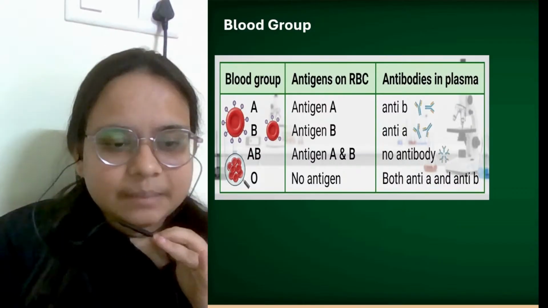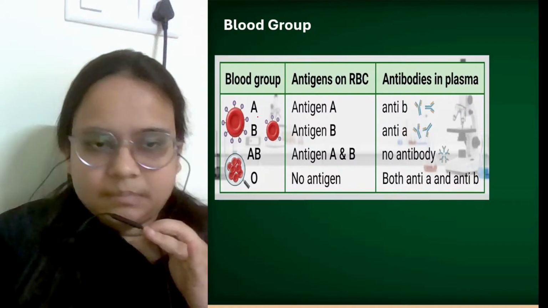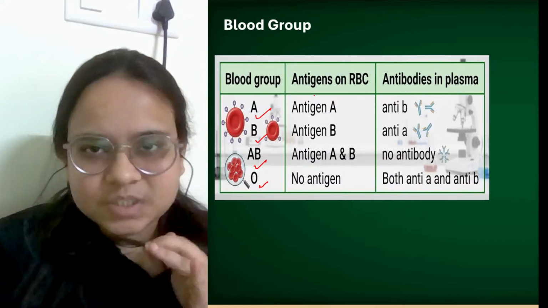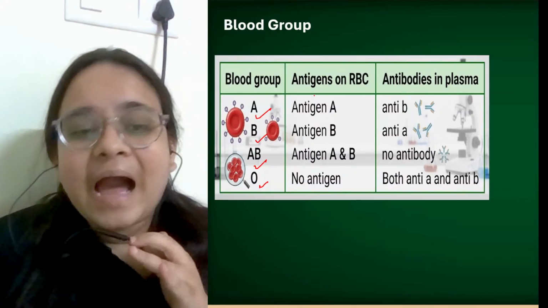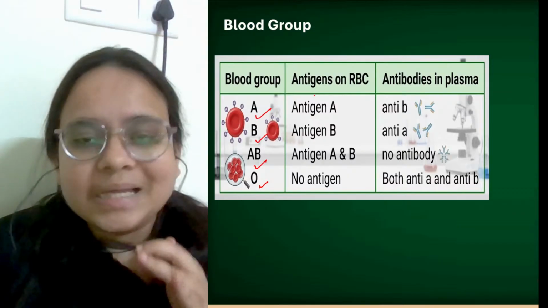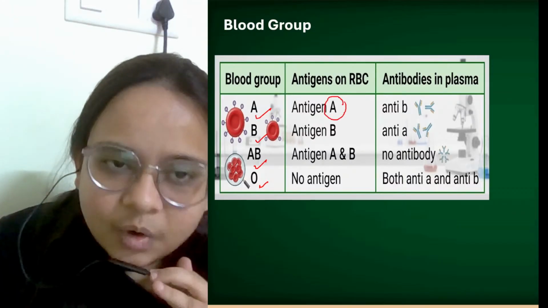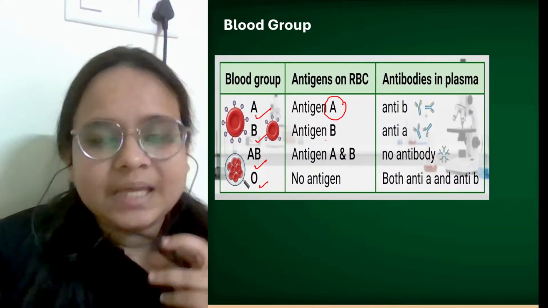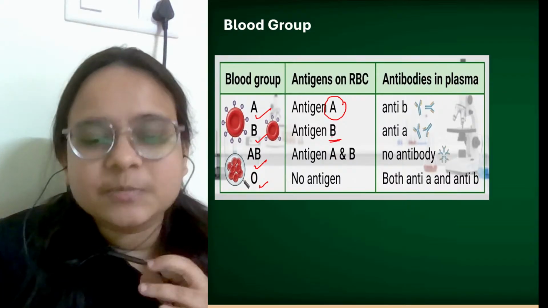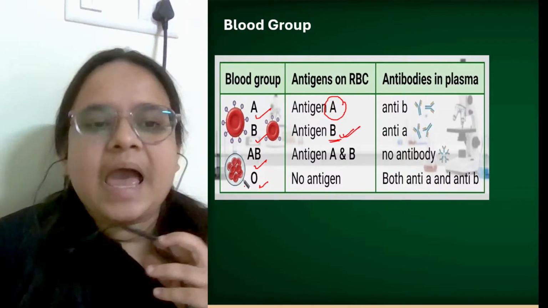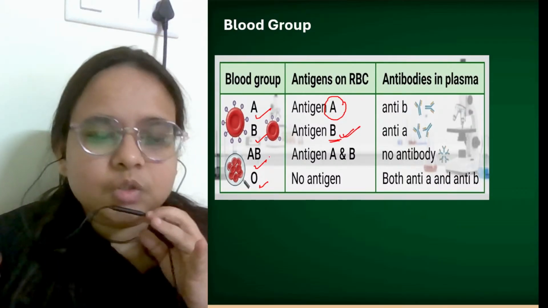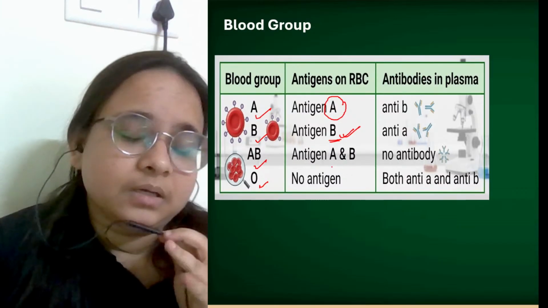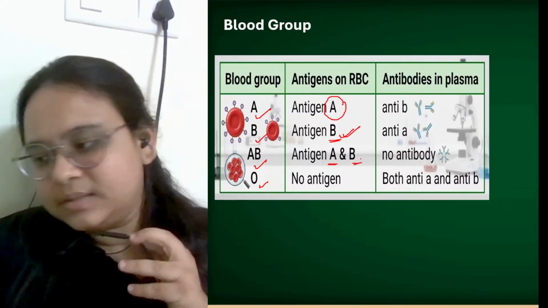So basically this is the summary. We have blood group A, we have blood group B, AB and O. Antigens. Let's look into the antigens. If I belong to blood group A, that means I have antigen A over my RBC. If I fall under blood group B, then there must be antigen B present on my RBC. And if I belong to blood group AB, that means my RBC must be having antigen A as well as antigen B, right?